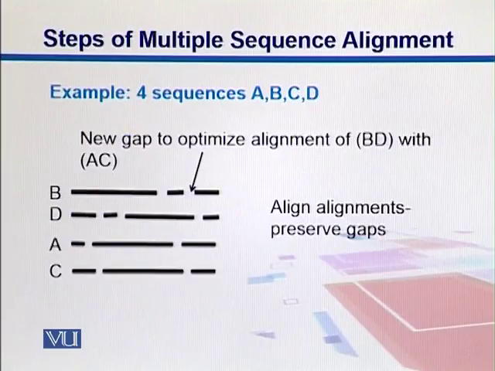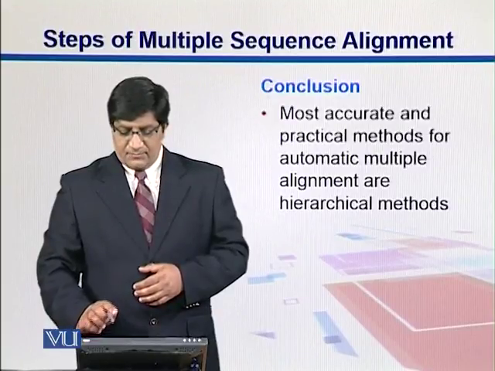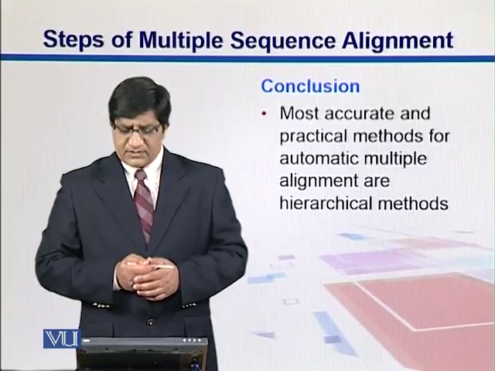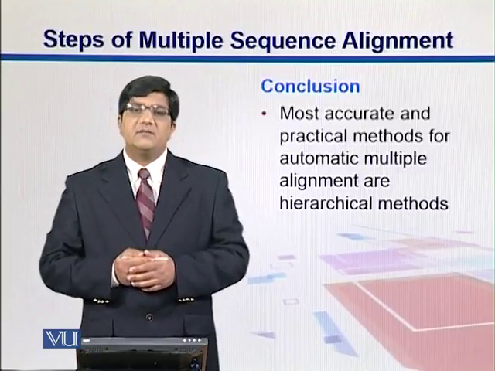After that we take these 2 alignments. Now in one alignment we have B and D, and in the other alignment we have A and C. Now we align those alignments with one another, and we preserve the gaps which were initially present in those individual alignments. In addition to that, we might have some new gaps between these 2 alignments. This kind of method we call hierarchical methods.